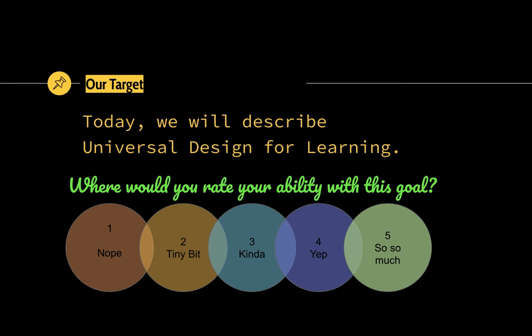At the beginning of this, I'd like you to think through what your current ability and understanding of being able to describe Universal Design for Learning is, where you stand on a 1 to 5 scale, in your comfort and your familiarity with the topic of Universal Design for Learning. And I want you to think about that goal. At the end of this presentation, we're going to come back to it and see how well you can achieve this target of describing Universal Design for Learning.